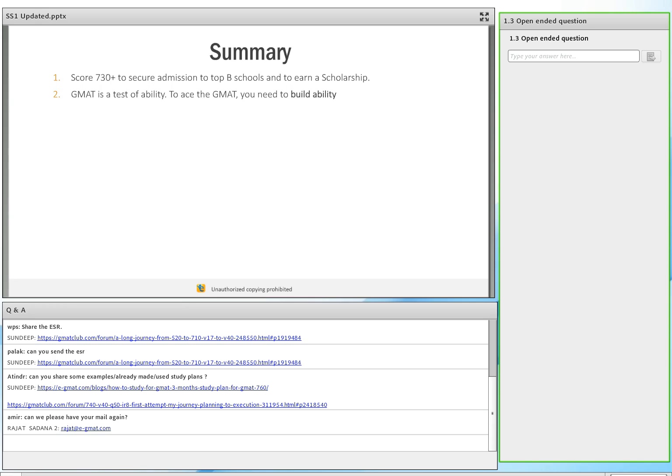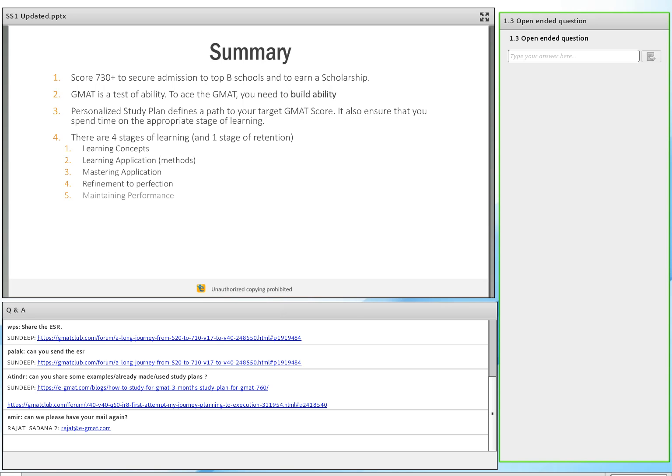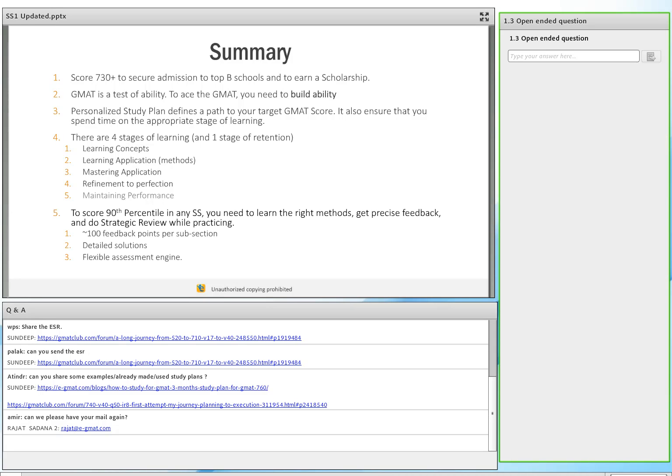So just to summarize this, make sure you aim for that high GMAT score. Make sure you focus on building ability to get there. Build a personalized study plan. Make sure you know how much time you're going to spend in each subsection. Understand the stages of learning that are there and understand where you need to start each subsection from. And even when you have this, make sure you have the right attitude to learn. Make sure you apply the right methods to learn.